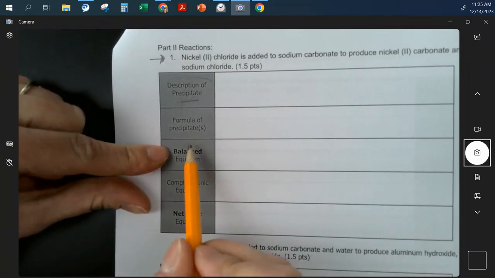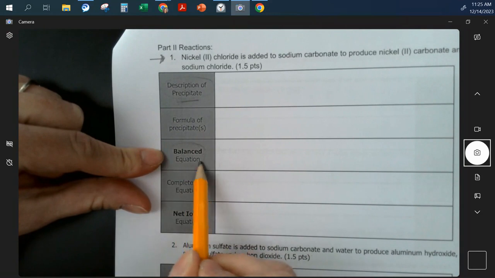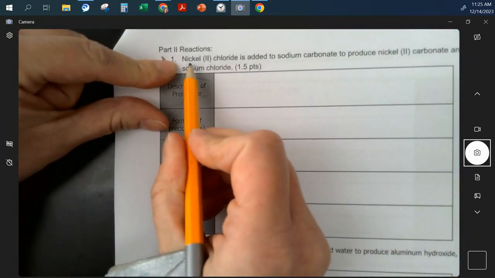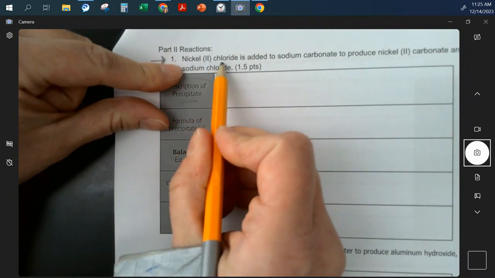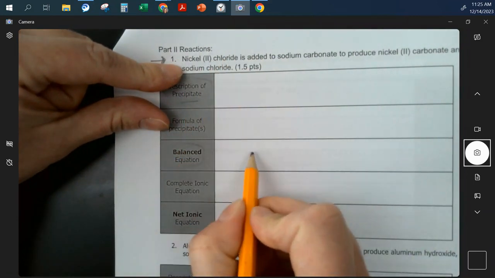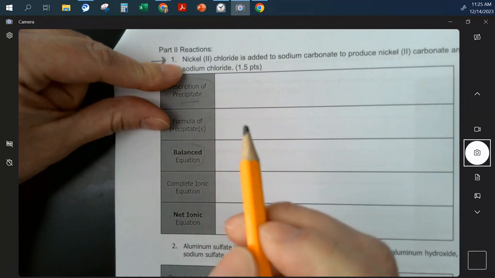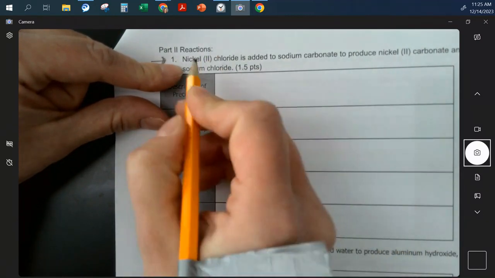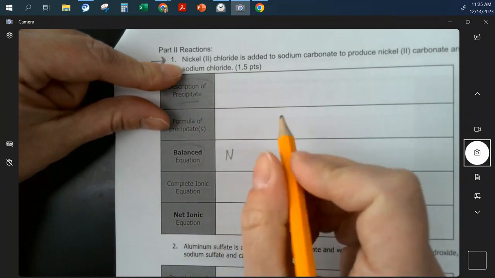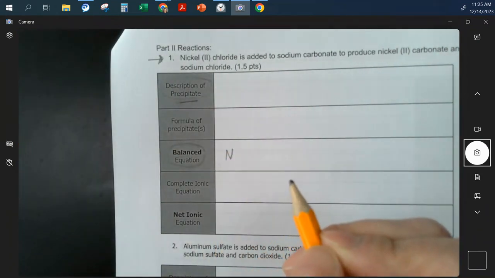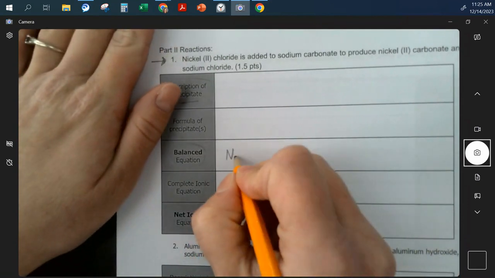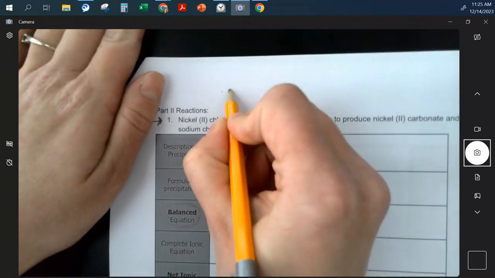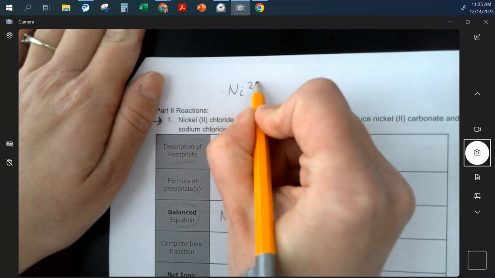So first, let's go to the balance equation. Okay, that's kind of hard to see. This is telling us what to write. So it says nickel 2 chloride. So what do we need to write in this box if it says nickel 2 chloride? Nickel 2 plus C. Okay, and we're going to write the whole formula out. This is going to be the balanced chemical formula, just like we did in chapter 5. So we have nickel, and then it has a 2 plus charge. So I'm going to write it up here. Nickel has a 2 plus charge.